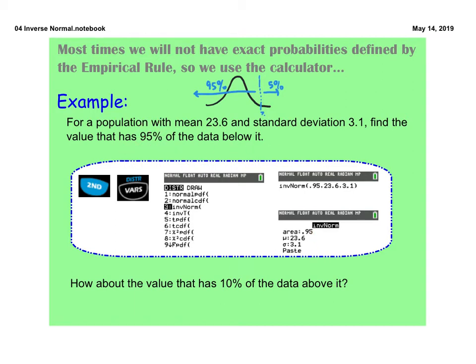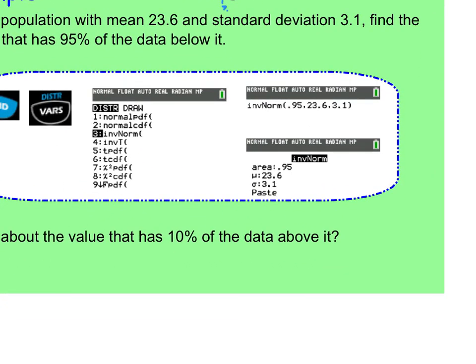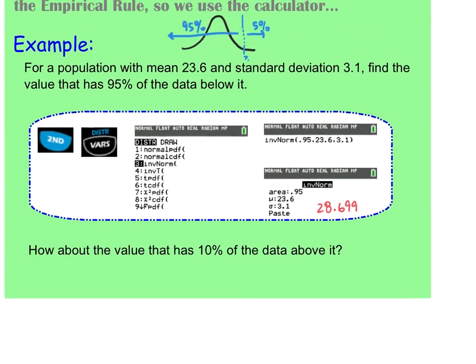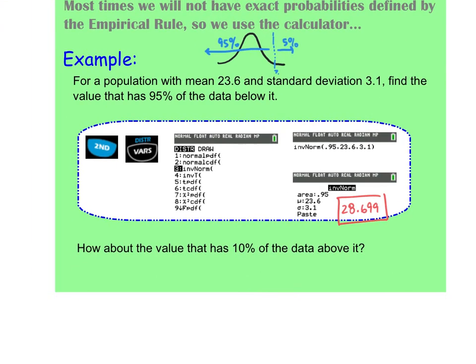So when we choose left, that means that 0.95 would describe things to the left of it. So just keep a standard option of left, because that's how we're going to think about this. But this is obviously left of the value we're identifying. That's why we're selecting left. Okay, for the mean, we have 23.6, and for the standard deviation, we have 3.1. Then you go down to paste, and paste will just simply put it into your main calculator screen, and you hit enter. When I hit enter there, I got the value of 28.699. It does go on, but that's an easy spot to round to because the next digit was 0.